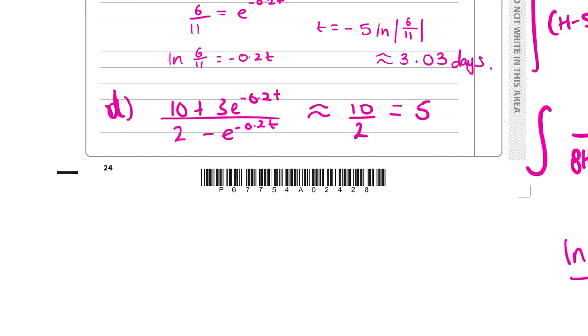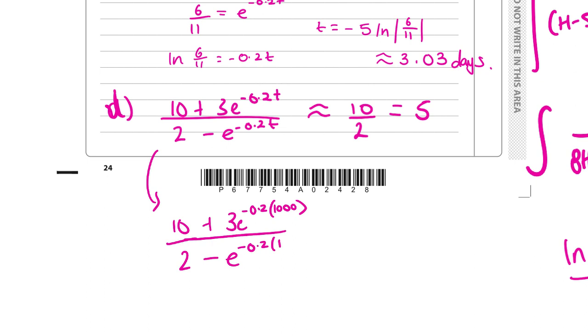Another way to think about this as well: if you were to put in a really, really big number, let's just say 1,000 days, into both, and we'll see what we get in here. This number is going to get close to 0, and this number is going to get close to 0 as t tends to infinity. You put this into your calculator, and on your numerator it's going to give you 2.